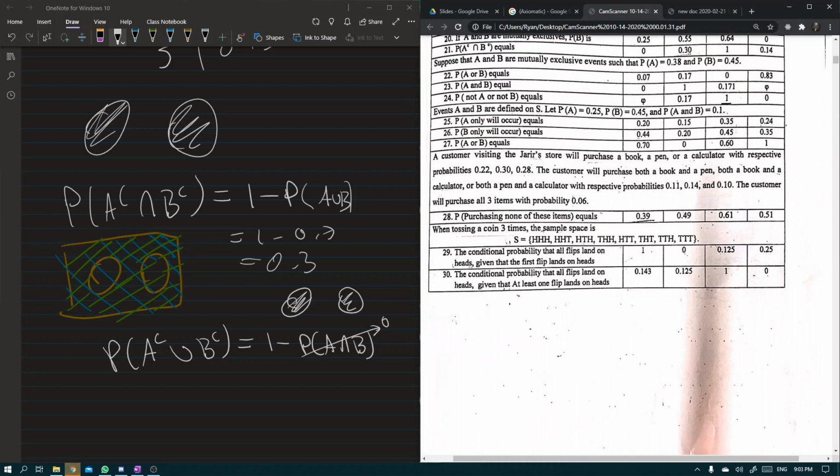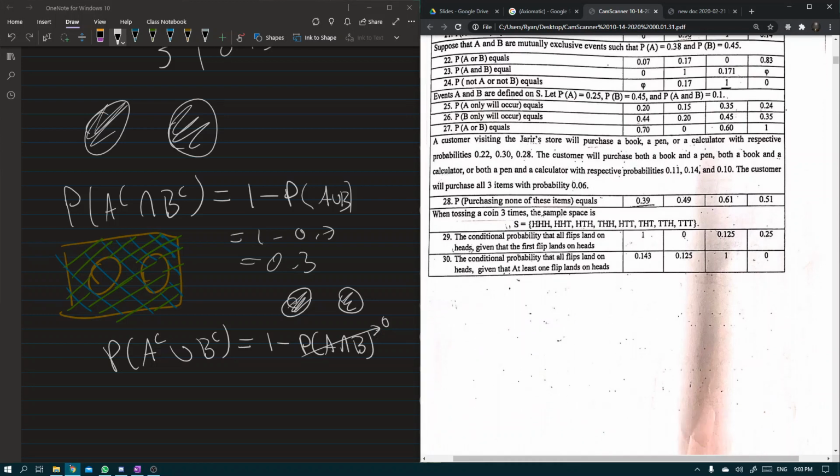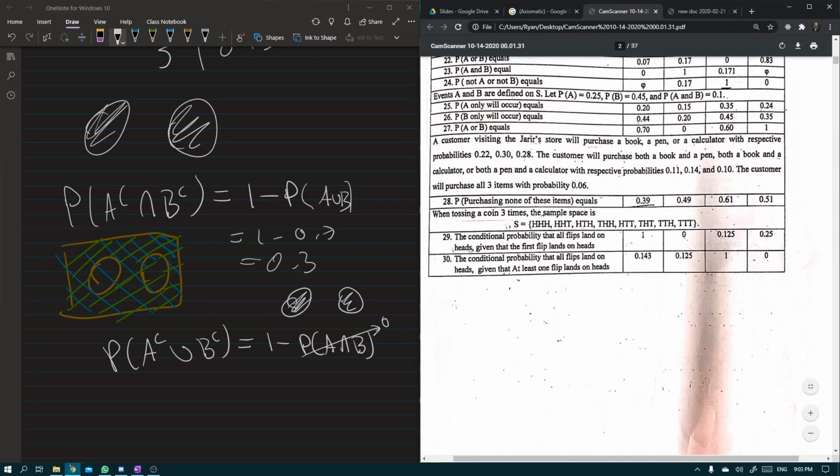This is easy. We solved it like 10 times. It's just the A minus intersection, B minus intersection, A or B: this plus this minus this.